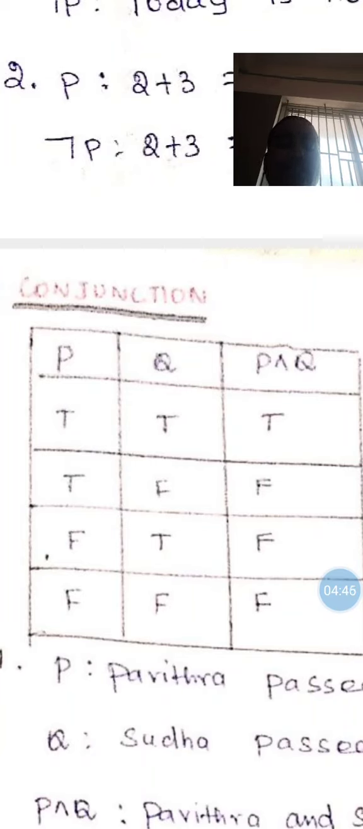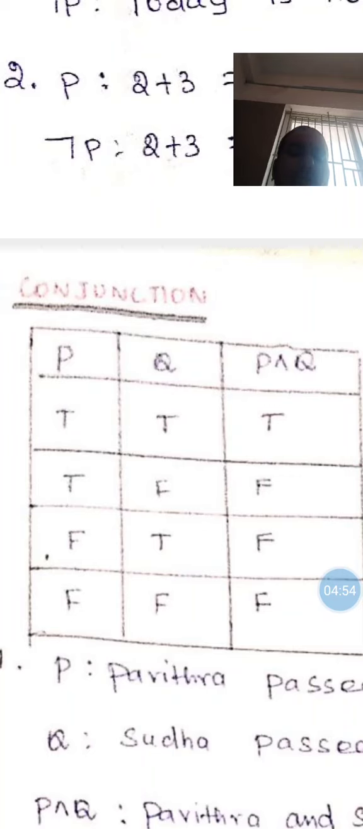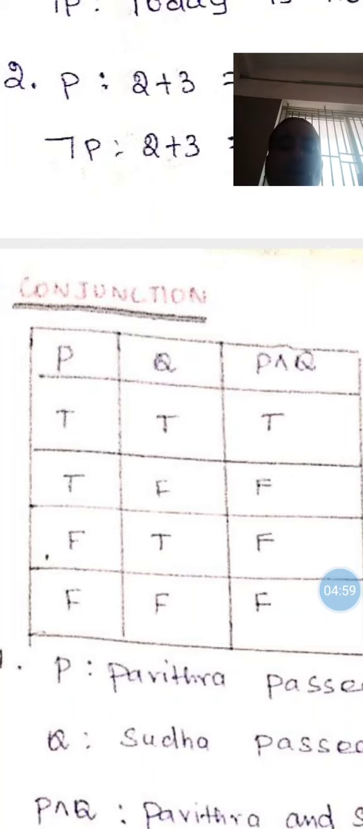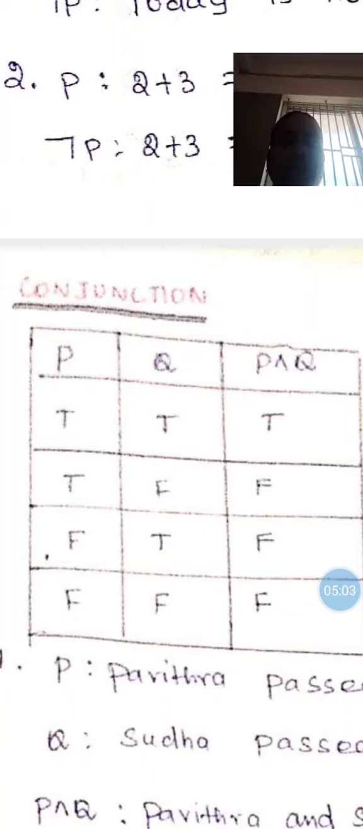Then P conjunction Q is false. Then P is false, Q is true. Then P conjunction Q is false. Then P and Q both false, then P conjunction Q is also false. If both P and Q are true, then P conjunction Q is true. If both P and Q are false, then P conjunction Q is also false.